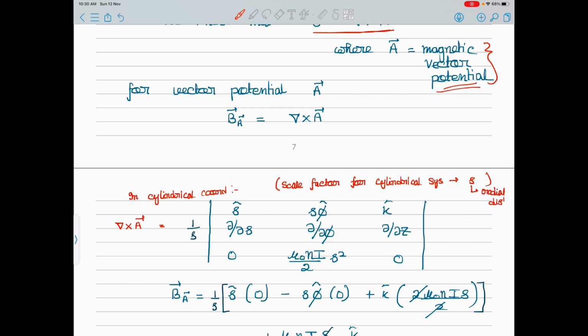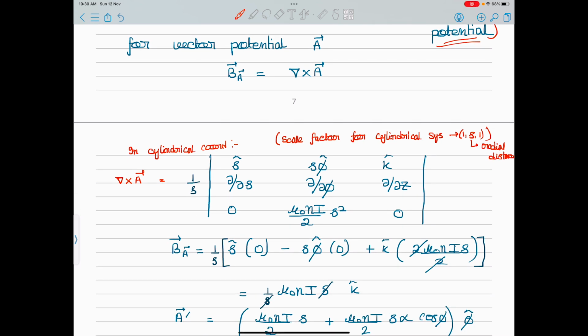This we need to remember. Actually the scale factors are 1 comma s comma 1. So if you multiply all those, it comes out to be s. So 1 by s has to be written like this, and this is the formula of the curl, if you remember the mathematical physics concept of this particular thing.